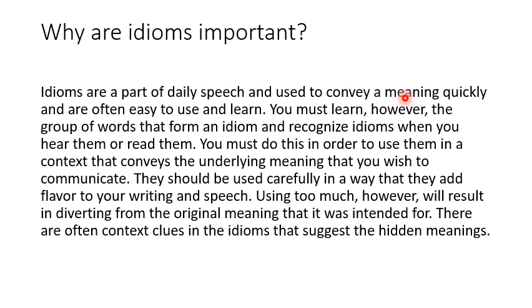بستخدمها بجملة باصطلاح بمجموعة كلمات صغيرة ممكن أستخدمهم وأوصل المعنى بشكل سريع ومعنى كبير. تمام. They used to convey a meaning quickly and are often easy to use and learn. هم سهلين. We can convey meanings quickly through idioms and they are also easy to learn and use. Once you know the meaning of the idiom in its context, it's easy to use it and learn it. Okay? You must learn, however, the group of words that form an idiom and recognize idioms when you hear them or read them. هذا الإشي الطبيعي. أنا عشان أكون فاهمة الإديوم إيش معناه لازم أفهم مجموعة الكلمات اللي بتكونه، ومجرد ما بسمع أو بقرأ خلص بعرف إنه هو هذا الإديوم وهذا المعنى.